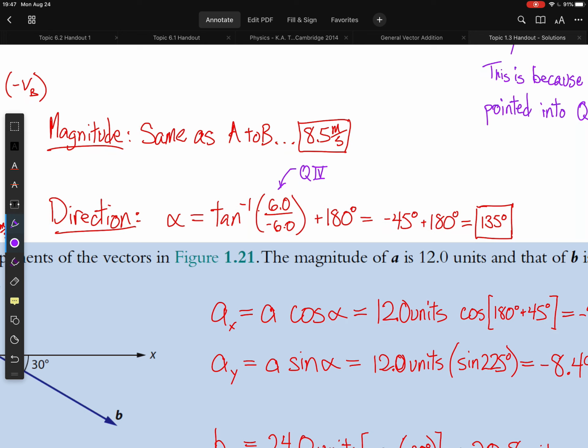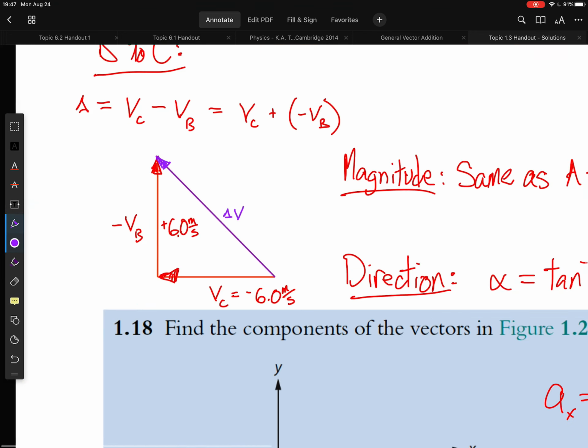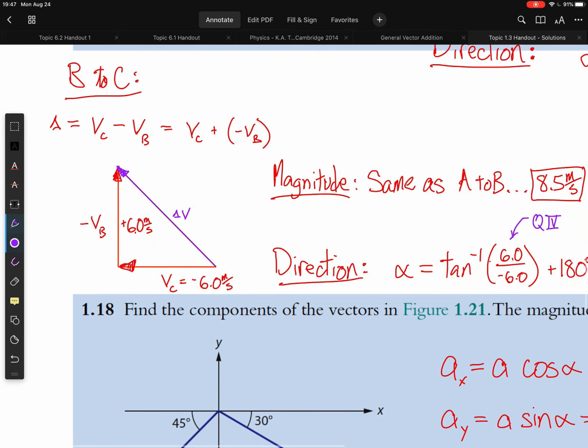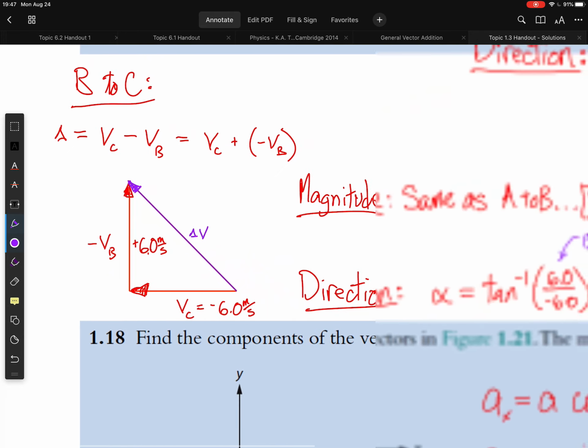All right, so anyway, I plug in my values and I'm going to get 135 degrees. Again, another equilateral triangle, so I know that the non-90 degree angles are going to be 45 degrees.